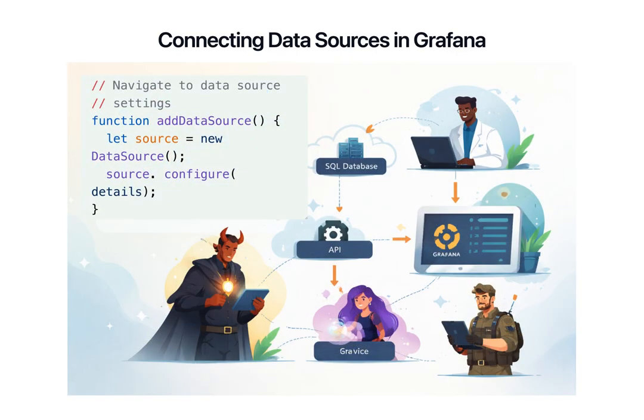To connect data sources in Grafana, go to the data source settings. Add a new data source and configure the necessary connection details. Ensure the data source is correctly set up for use in dashboards.